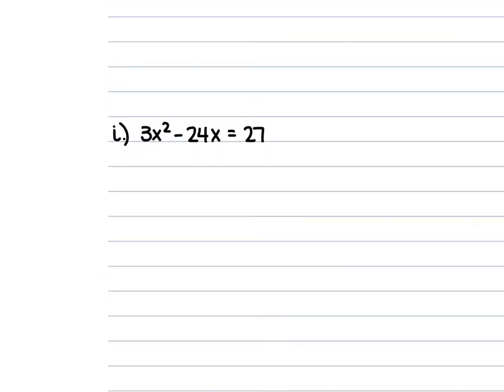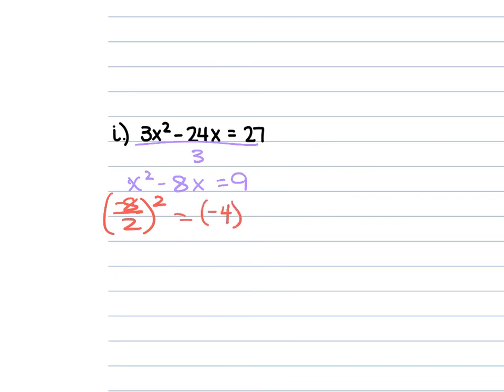For our last one, we have 3x squared minus 24x is equal to 27. Our x squared and our x are on the same sides, and our a is something other than 1. So we are going to divide everything by what a is to get x squared minus 8x is equal to 9. Then we are going to take our b. So like we were saying, we are going to take that negative 8 divided by 2 and square it. Negative 8 divided by 2 is negative 4. Negative 4 squared is 16. Take the 16, add it to both sides.